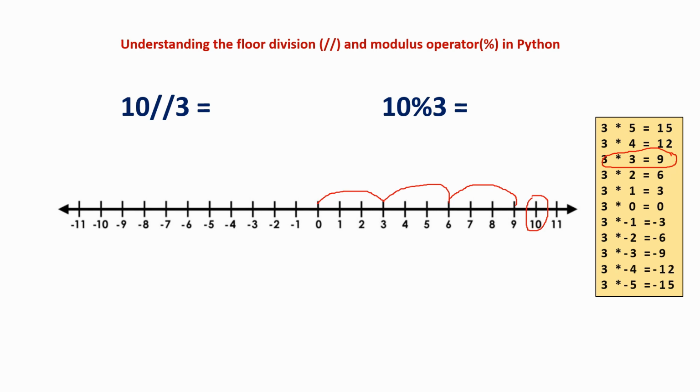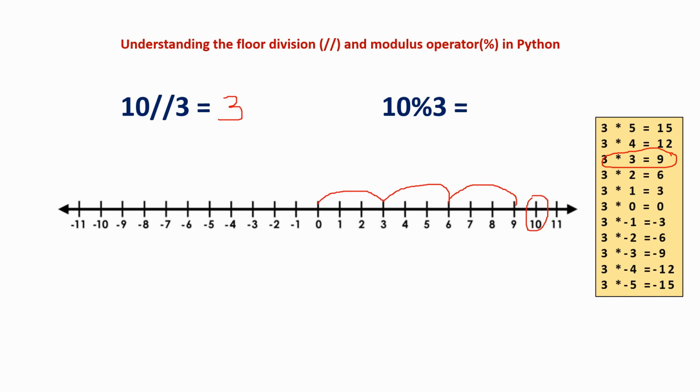12 is again greater than 10. So I will not go till 12. I will stop here when it is 9, right? So what is the value? The answer is here 3. So 10 float division 3 is 3.